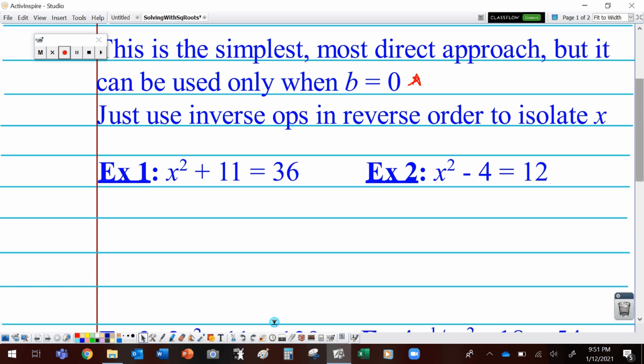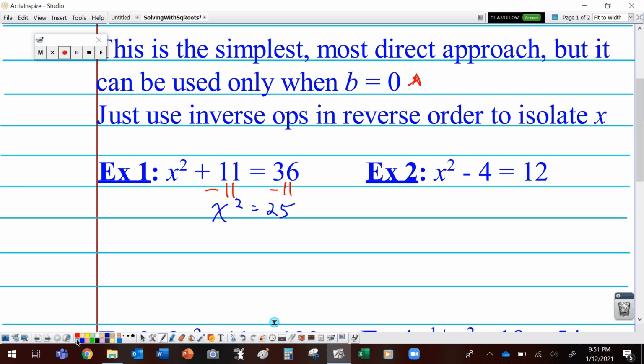First off, I have x squared plus 11 equals 36. So the first thing that I'm going to do is subtract that 11 from both sides. Okay, x is being squared, and then they're adding 11. So I work backwards, I subtract that 11, and I'll have x squared equals 25. It looks like 26. There we go.